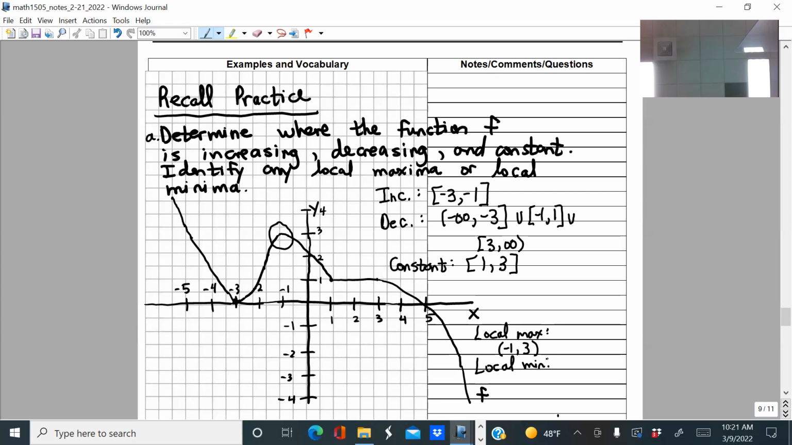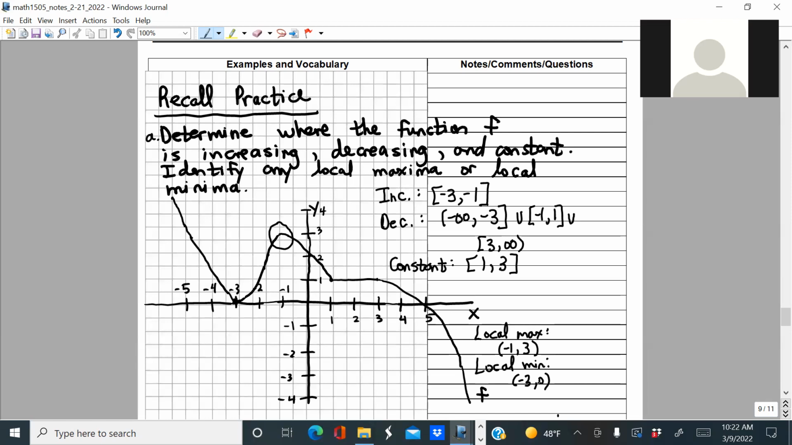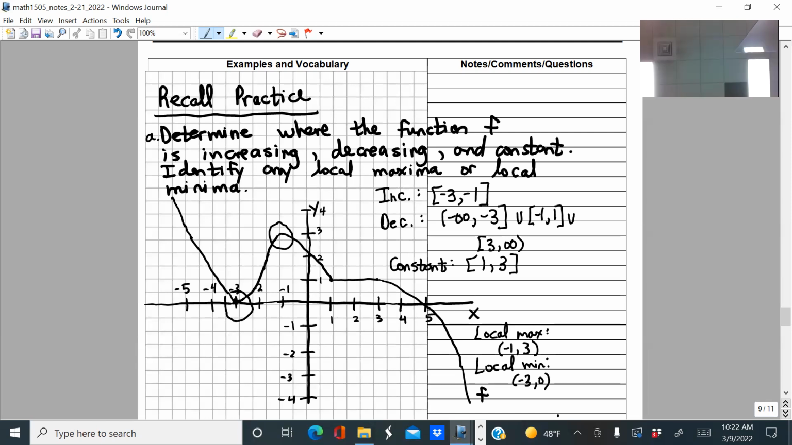So do we have any valley turning points? That's what you're looking for. But yeah, Amanda, so this is a point, right? So it's not a set. Yeah, -3 and 0, right there. Okay. So you have a valley turning point there. That counts as a local minimum.